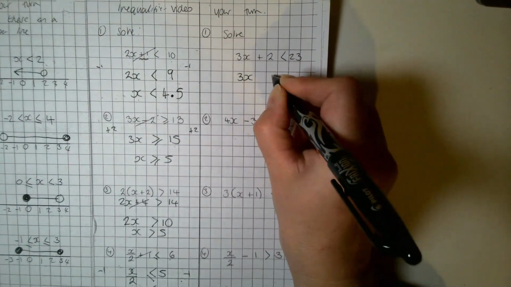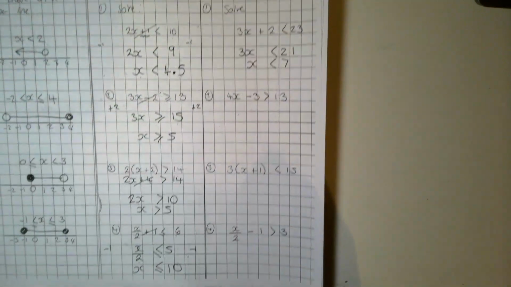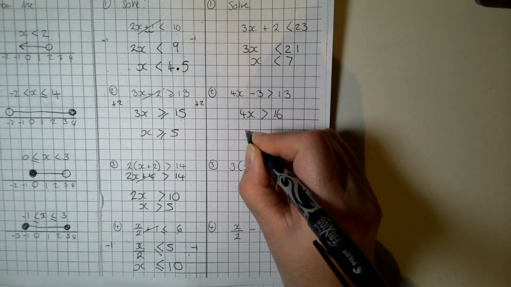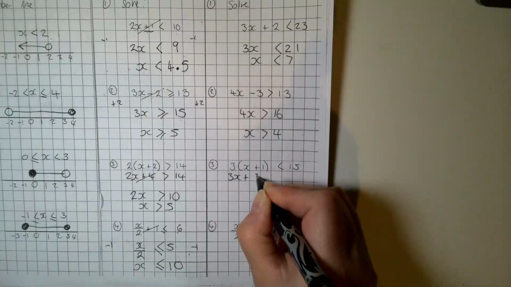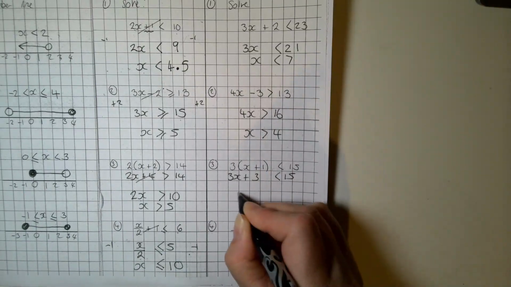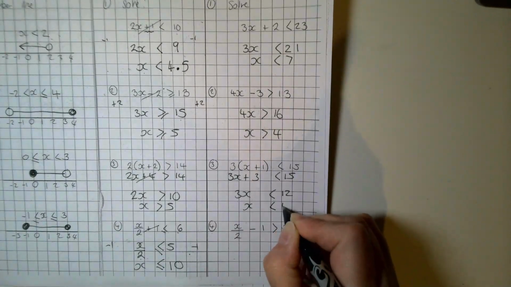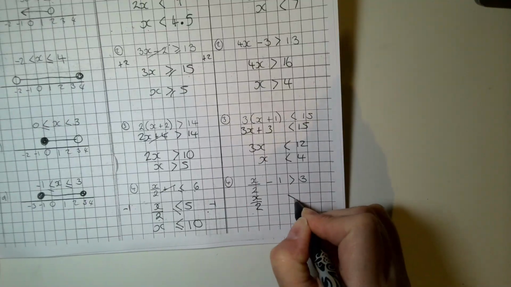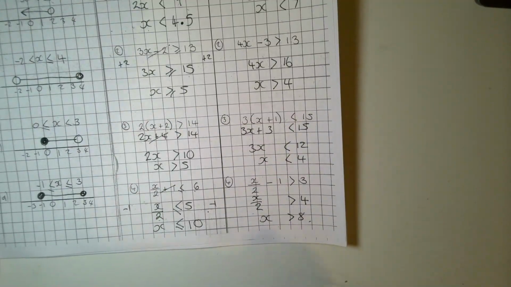So you should have minus the 2 to get 21, divide by 3 to get 7. Add the 3 to get 16, divide by 4 to get 4. Expand the brackets, and then minus the 3, you get 12, divide by 3, x is smaller than 4. Add the 1 first, x over 2 is greater than 4, then times them, x is greater than 8.